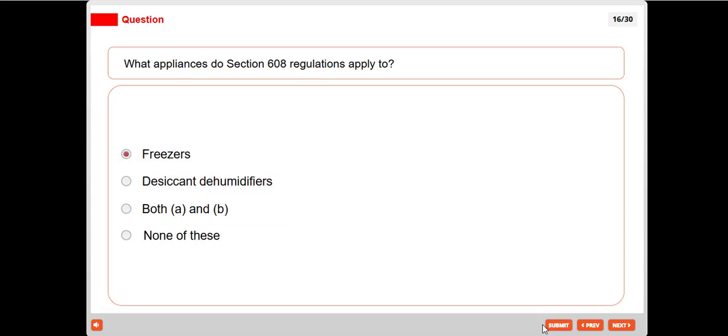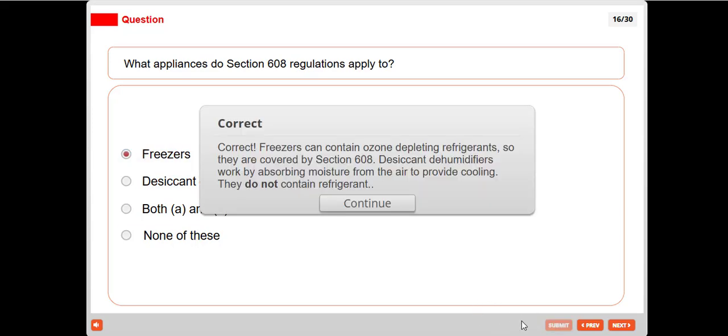Incorrect. Freezers can contain ozone-depleting refrigerant, so they are covered by Section 608. Desiccant dehumidifiers work by absorbing moisture from the air to provide cooling. They don't contain refrigerant.